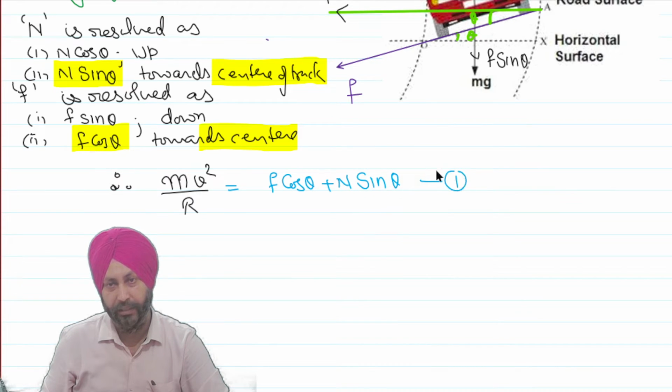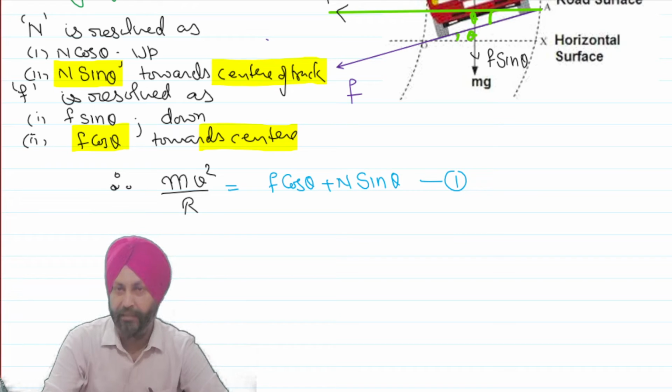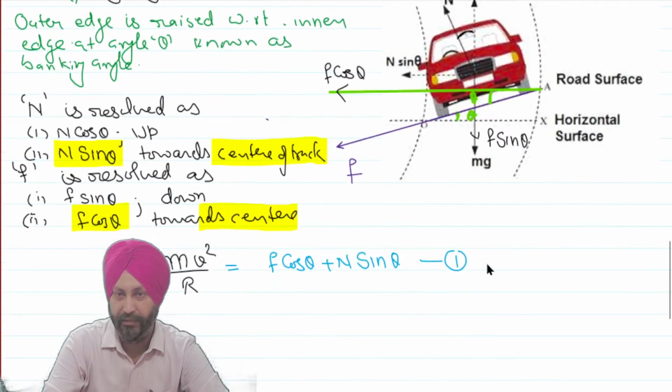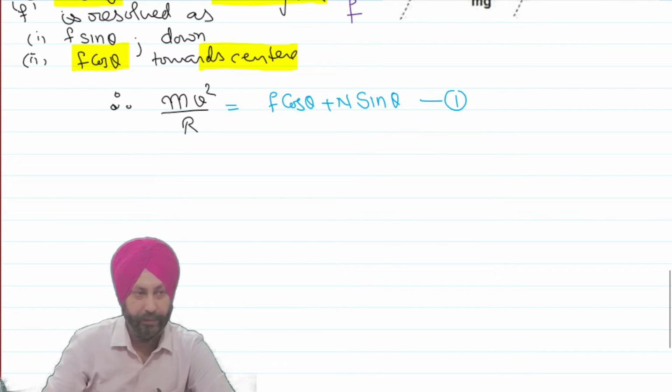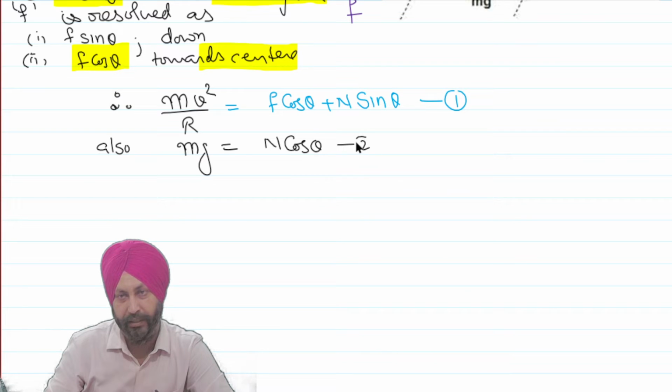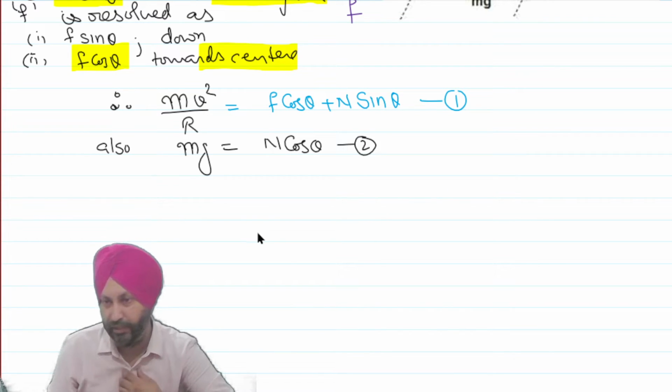Okay sir, got it. At the same time, along the vertical, n cos theta is equal to mg. Also, mg is equal to n cos theta. Okay sir. Perhaps both equations are clear now, beta.